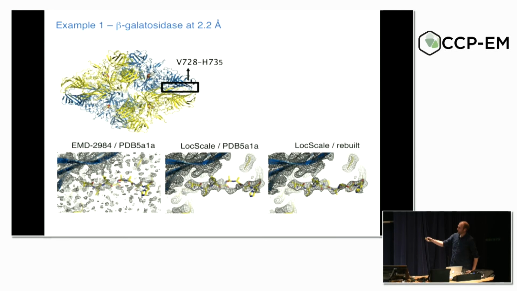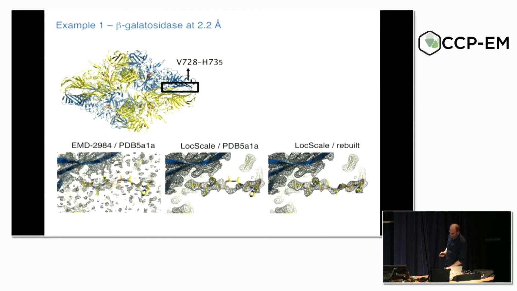So if we look at this loop region here, and we look at the deposited map and the PDB that has been deposited alongside with it, this is how it has been built into the density. It's not entirely convincing, I think, that it has this particular conformation. If we use local scaling now, we can regenerate some of the continuous backbone density in this region, because the B factor of this stretch in a larger box will be very high. That leads to blurring of the original density. And then you can rebuild the model into this density.